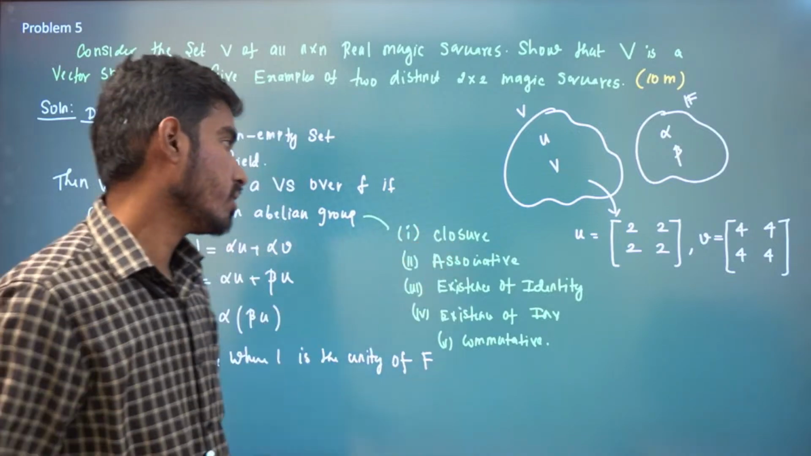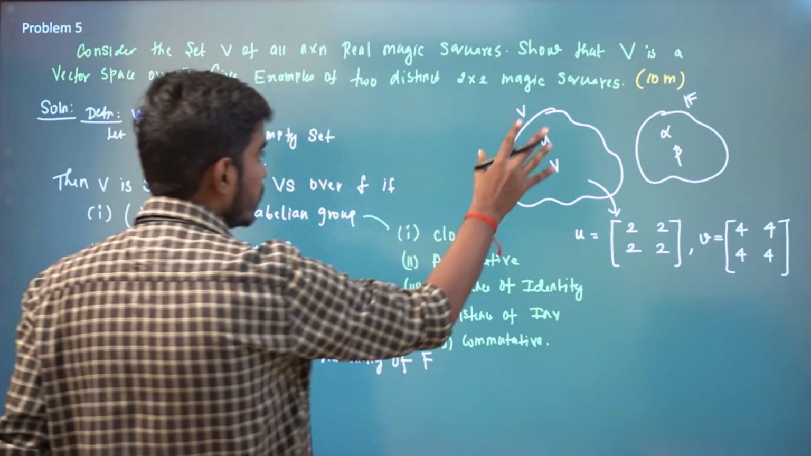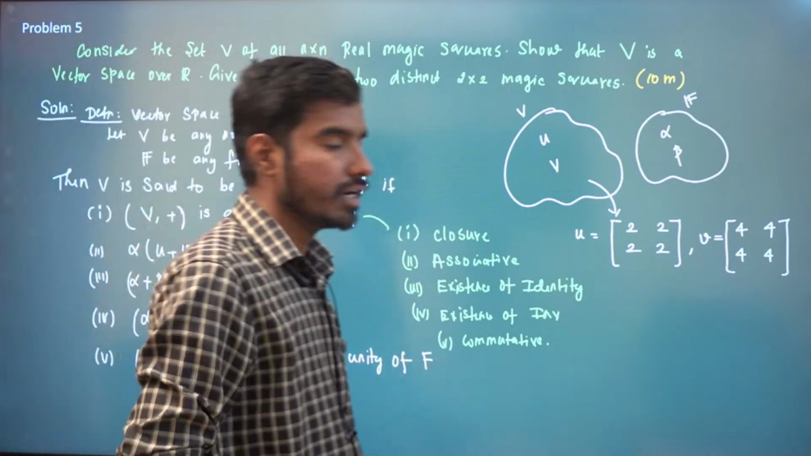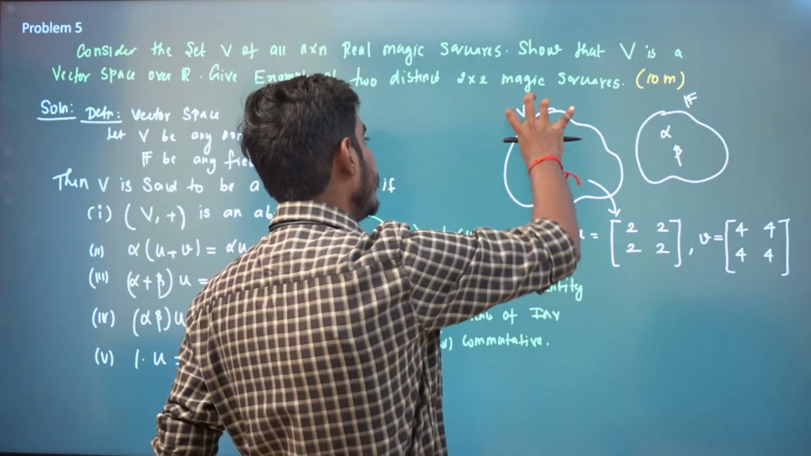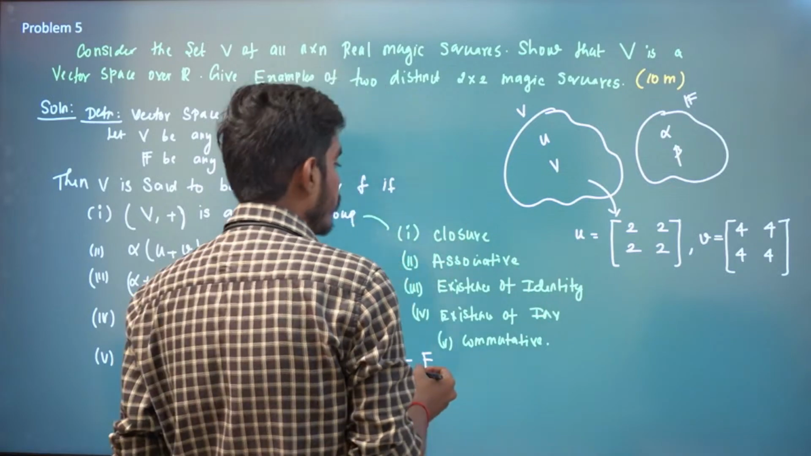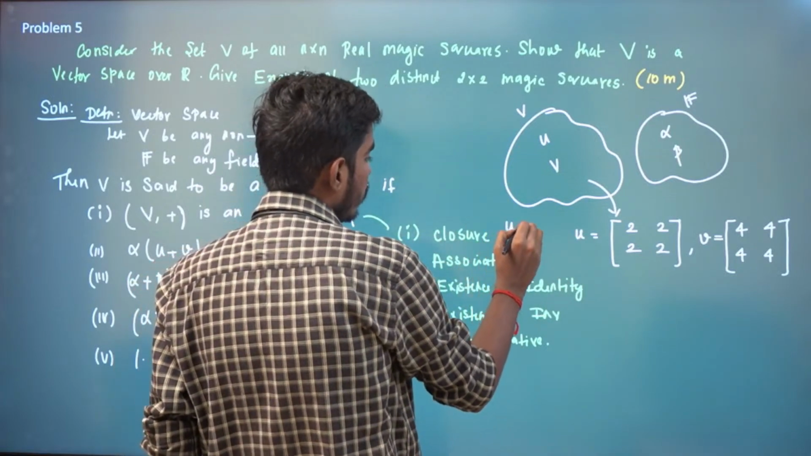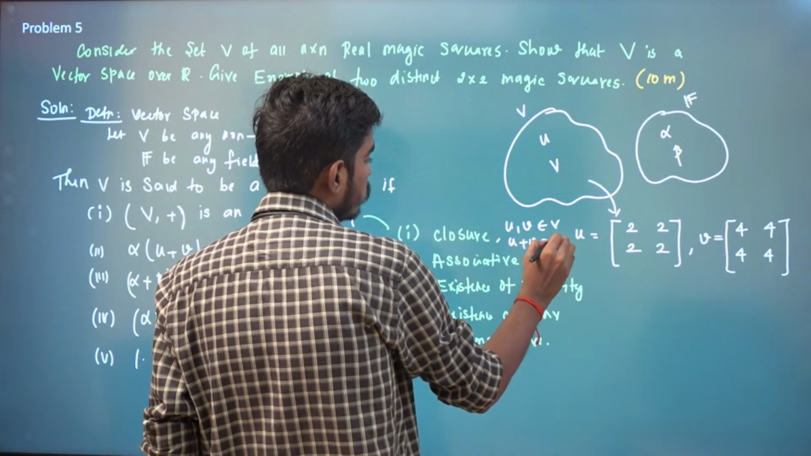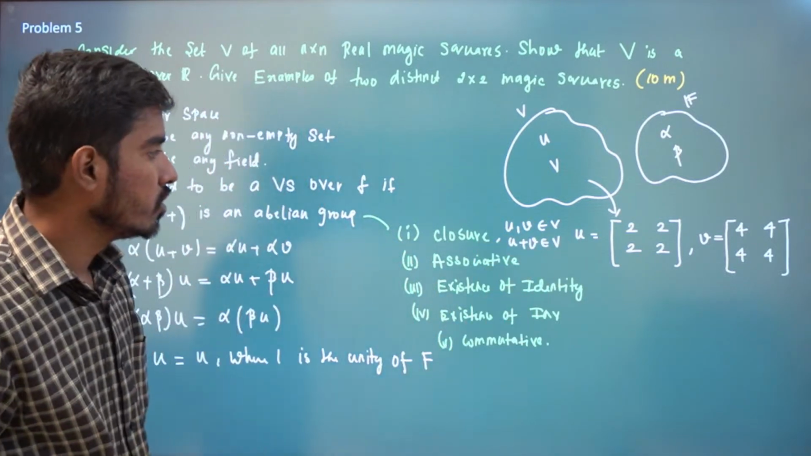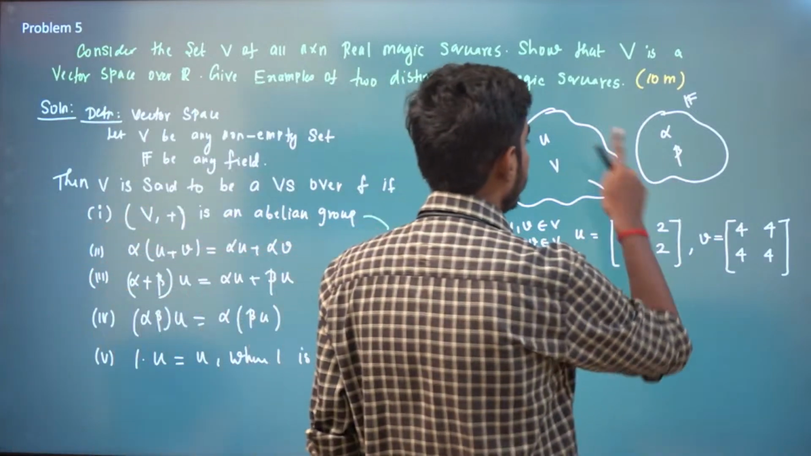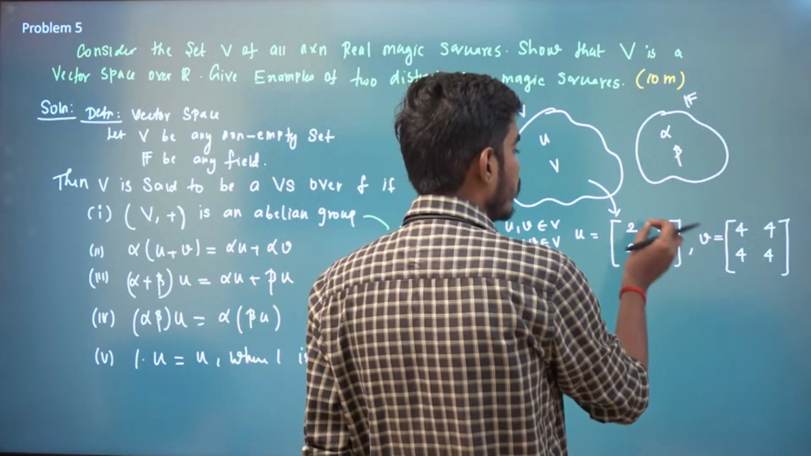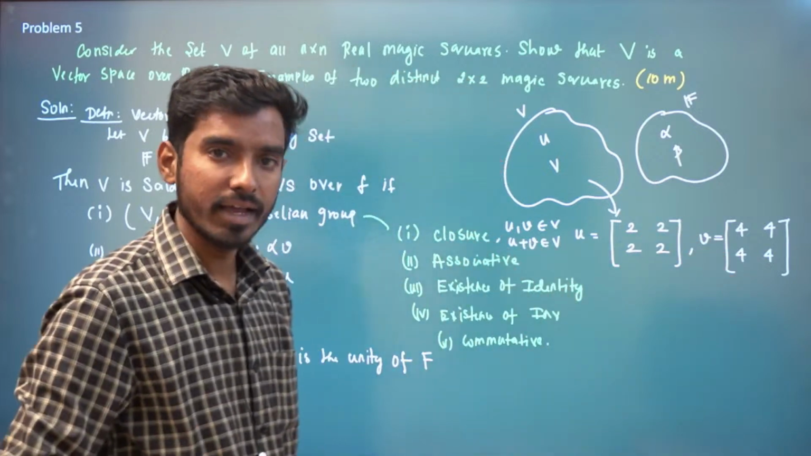So we have to show that this set V is an abelian group first. You write it down: you have to say that V is an abelian group. What is the closure property? You take two elements in V, then you have to prove U plus V is also in V with respect to addition. V consists of all those magic squares. What is U plus V? U plus V is 6, 6, 6, 6. Again, it is a magic square.